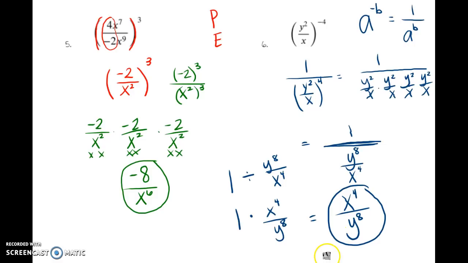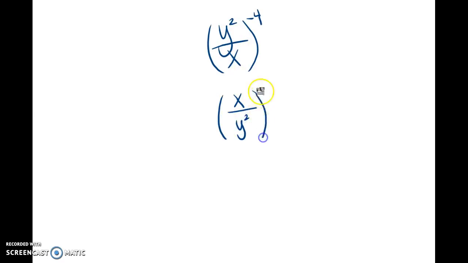I'm going to show you a quick shortcut. Same problem, y squared over x to the negative 4th power. Here's your shortcut. If you have a negative exponent to a base that is a fraction, your shortcut is take the reciprocal of the fraction, x over y squared, and just raise that to the 4th power.